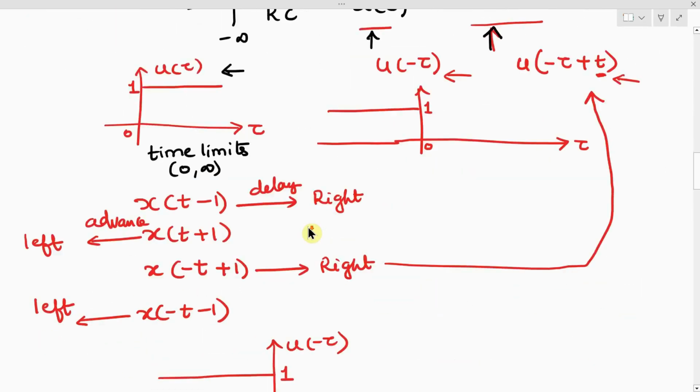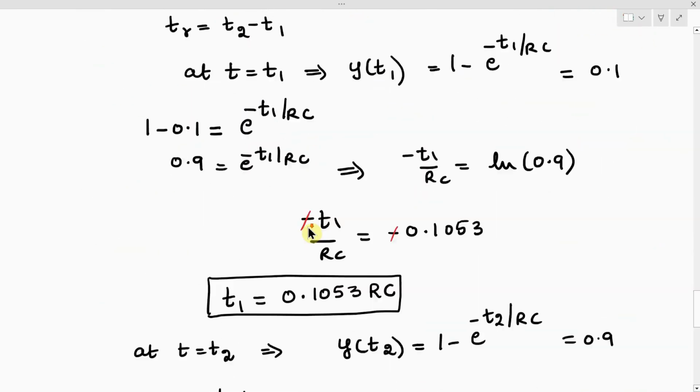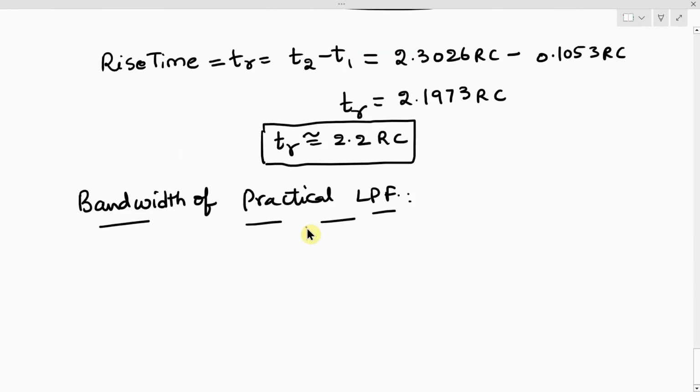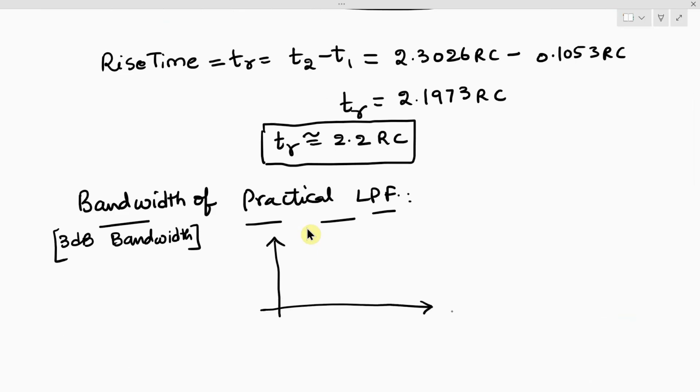Now, can anyone recollect what a 3 dB bandwidth means? Three dB bandwidth. Anyone? Am I audible? Yes. 3 dB bandwidth.